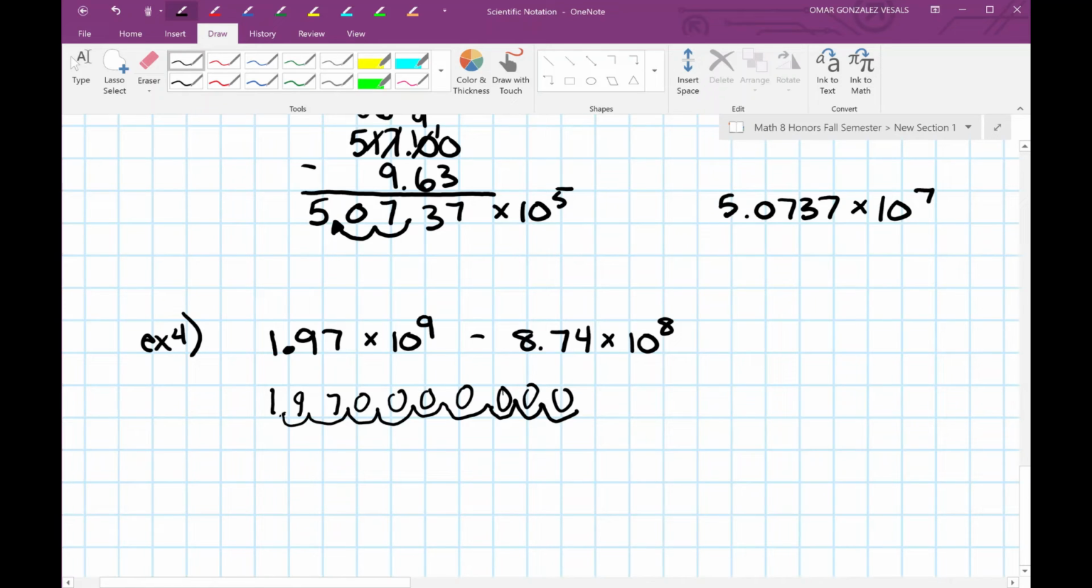Let's see if she expanded correctly. Did she expand right, guys? Yes. 1, 2, 3, 4, 5, 6, 7, 8, 9. Okay, and now you're going to put it back into scientific? Yeah. Okay. 1, 2, 3, 4, 5, 6, 7. Okay, so then I moved it this way 8 times. Good.